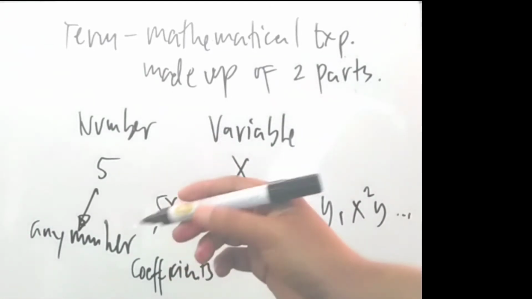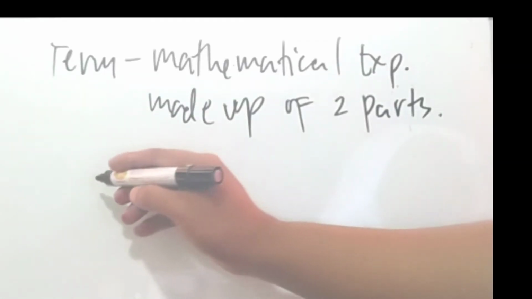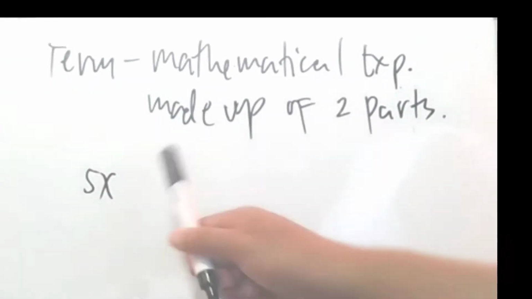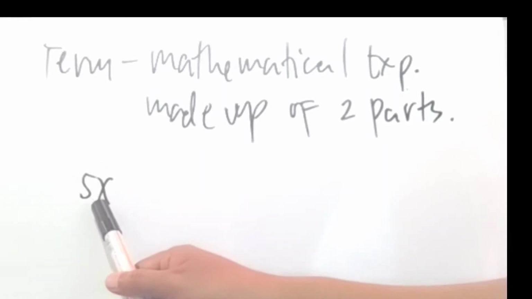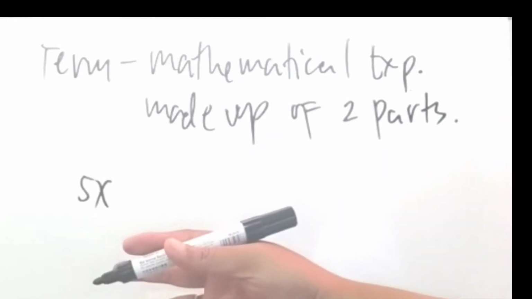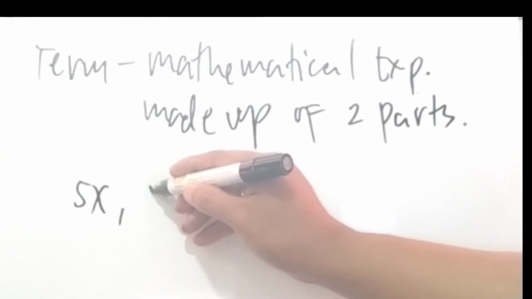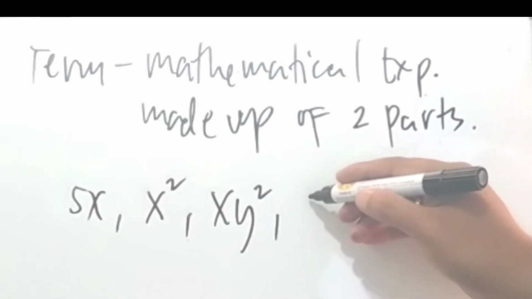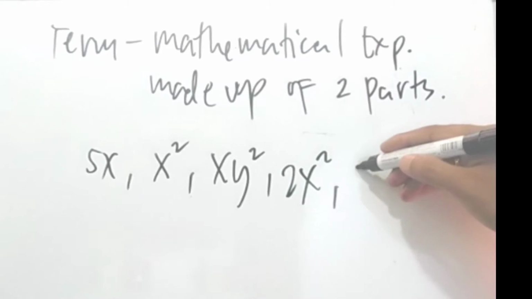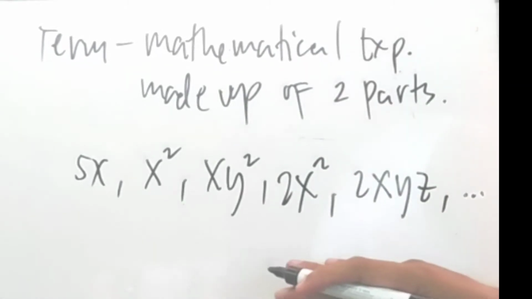Note, always write the number part of the term first. So if we have 5x, you have to remember to write first the number part followed by the variable. It is conventional. That's the basic idea of a term. So we have 5x, we could have x squared, xy squared, 2x squared, or 2xyz, and any other expressions. So ngayon ay alam na natin kung ano ibig sabihin ng term.